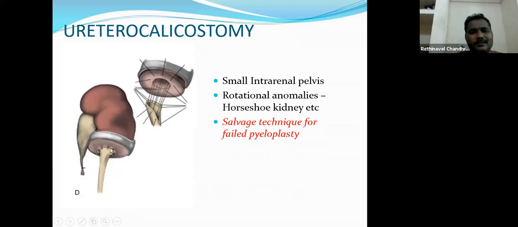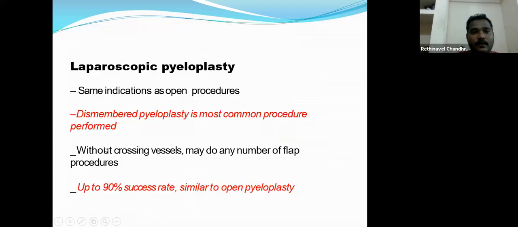So ureterocalicostomy is a salvage technique when all procedures have failed, after multiple surgeries where there is no ureter and no PUJ at all. They directly bring the ureter and do the anastomosis to the lower calyx, which is called ureterocalicostomy. Then laparoscopic: all this open procedure can be done laparoscopically. In lap, the most common procedure is dismembered, and the success rate is almost equal, both in open and lap.